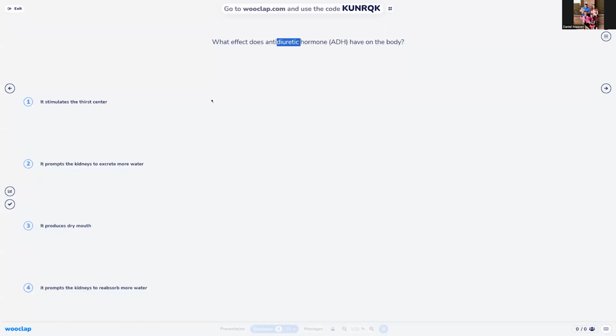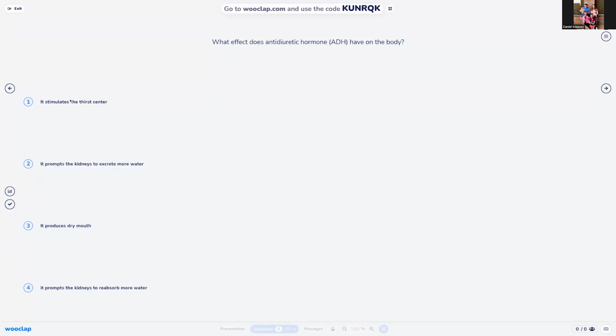Diurese, right? Get rid of excess amounts of fluid through urine. So anti is always antagonistic against whatever. So it's doing the opposite of diuresing. So anti-diuretic hormone wants to retain water, wants to do the opposite of getting rid of a bunch of water in urine. How does it do that?